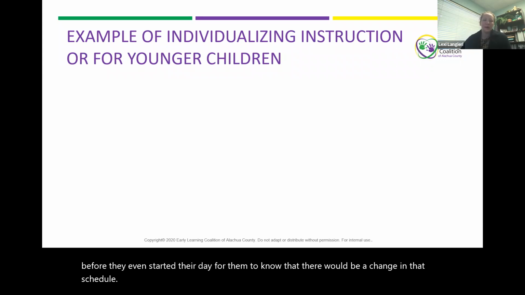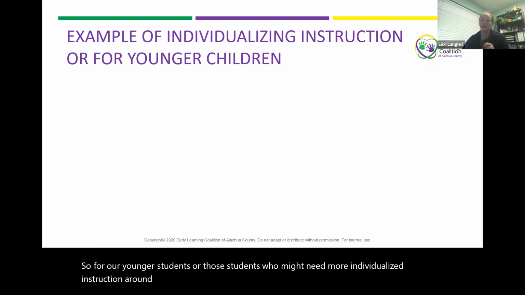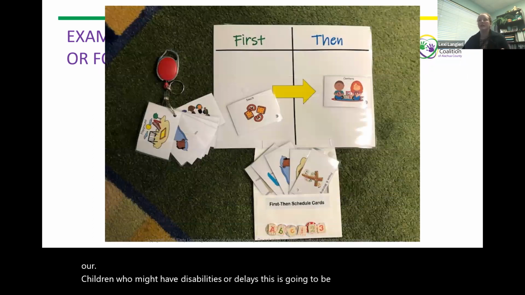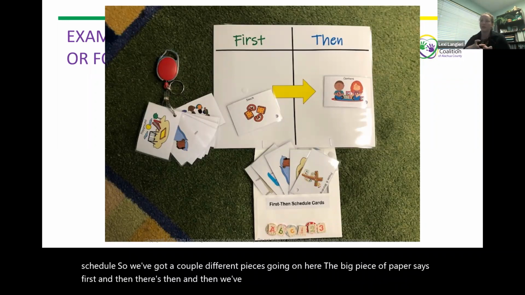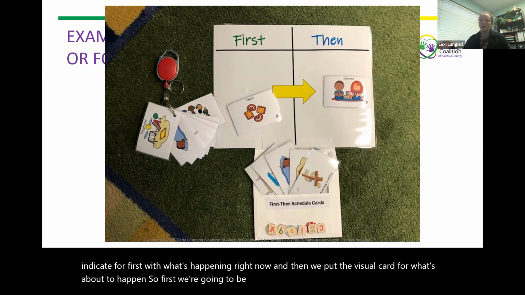Okay, so for our younger students or those students who might need more individualized instruction around visual schedules, this could be our dual language learners, this could be our children who might have disabilities or delays. This is going to be an example of a first then schedule. So we've got a couple different pieces going on here. The big piece of paper says first, and then there's then, and then we've got certain cue cards with pictures on them. We indicate for first with what's happening right now. And then we put the visual card for what's about to happen. So first we're going to be in snack, then we're going to go to centers.